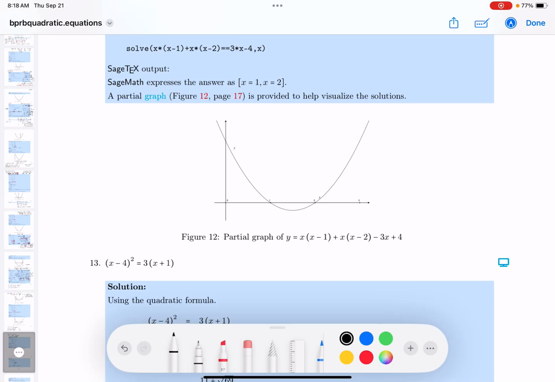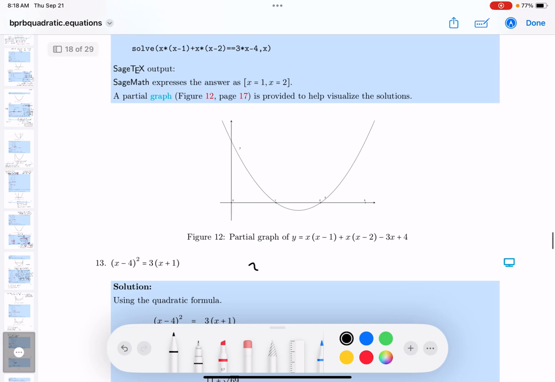Okay, for number 13, again, I'm looking at it, wondering where to start. I always say start at the beginning by simplifying it. And what do you get here? On the left side, you would get x squared, and then you get minus 4x minus 4x, which is minus 8x. Then you get plus 16. On the right side, you get 3x plus 3.